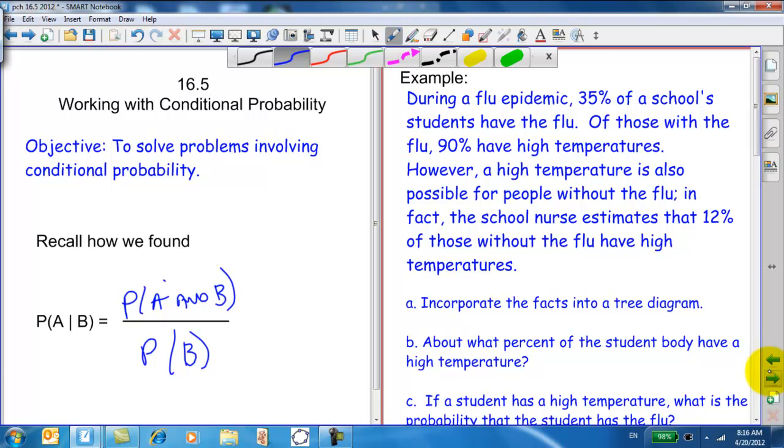So, during a flu epidemic, 35% of the school students have the flu. Of those with the flu, 90% have high temperatures. However, high temperature is always possible for people without the flu also. In fact, the school nurse estimates that 12% of those without the flu have high temperatures. So let's work this into a tree diagram.